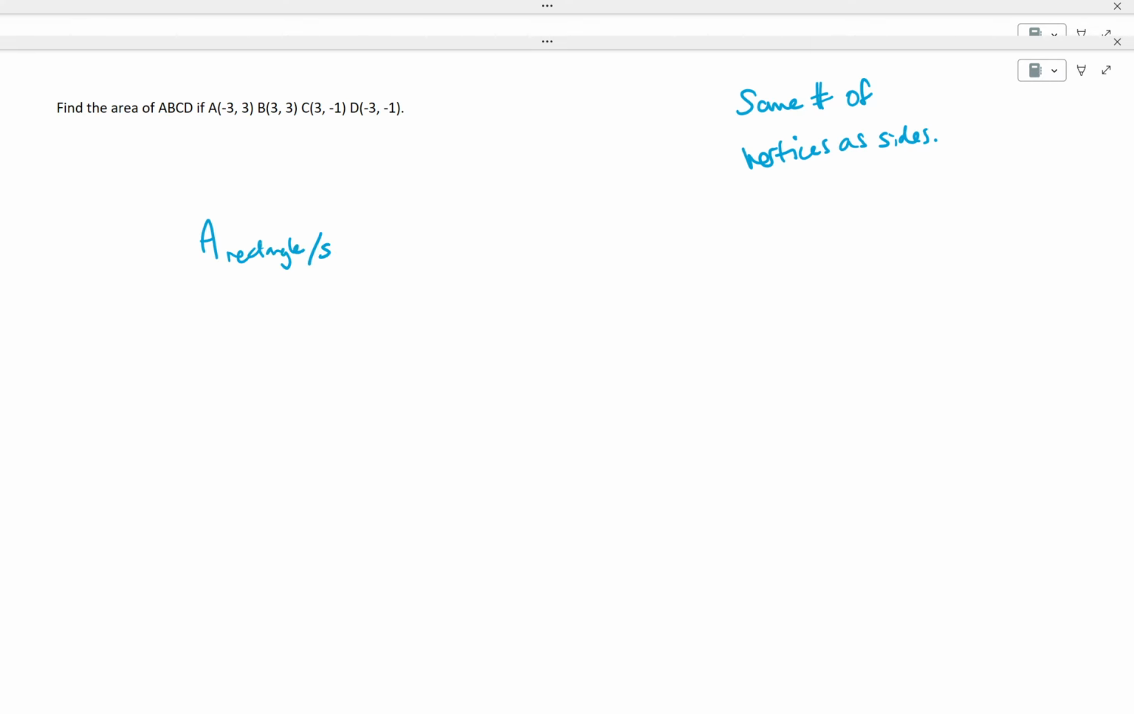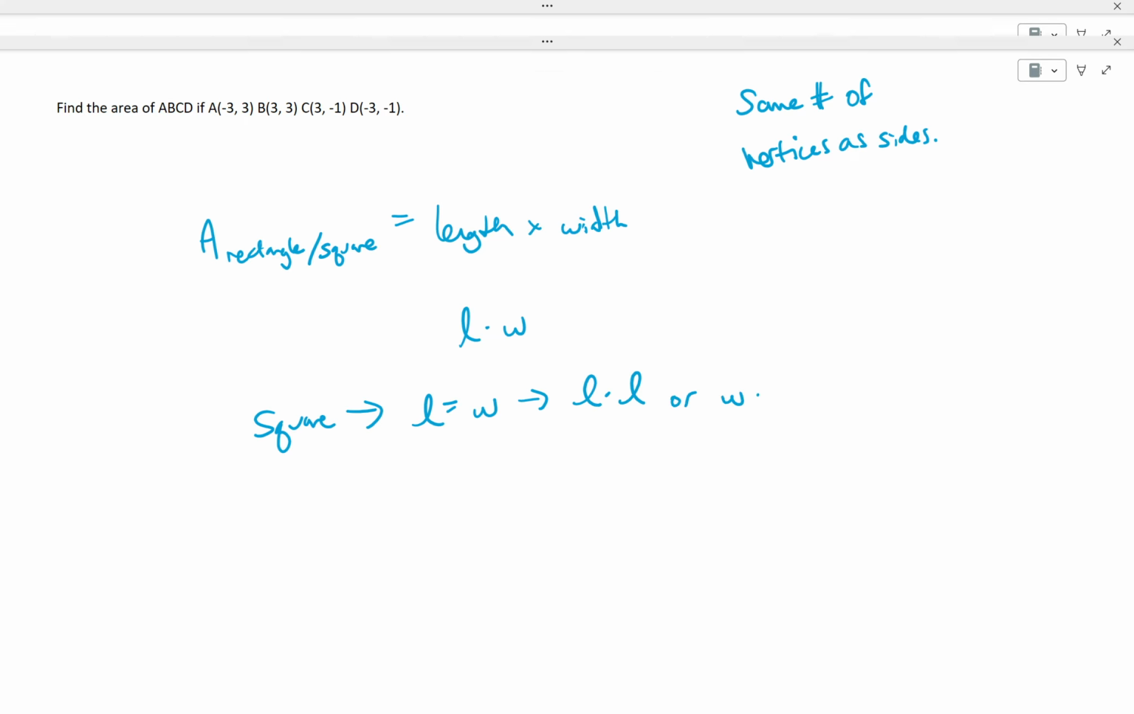The area of a rectangle or a square is effectively the same thing. It's the length times the width. Now, the thing is, with a square, you write L times W, and here's the funny thing, the length is equal to the width, okay? Which means it's really the length times the length, or the width times the width. So L times L is L squared, or W times W is W squared. We just say it's the side squared, okay?